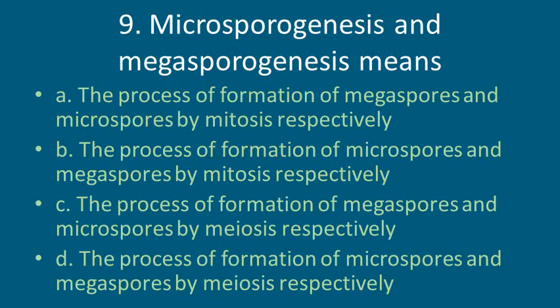Now, among the four options, one thing we can understand is that formation of microspores is microsporogenesis and formation of megaspores is megasporogenesis. Now, these processes aim at the production of microspores and megaspores by the process of meiosis, not mitosis. So, the answer will be option D.